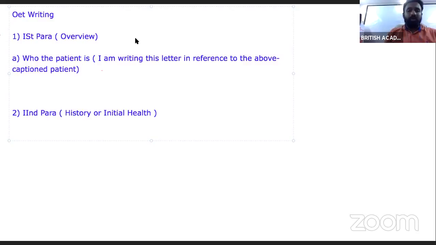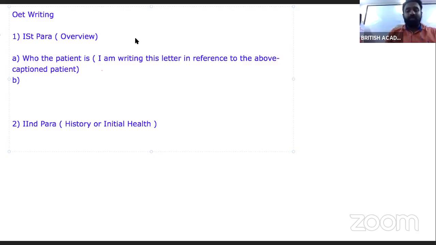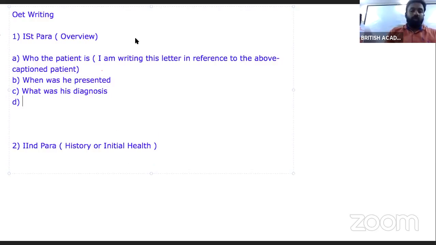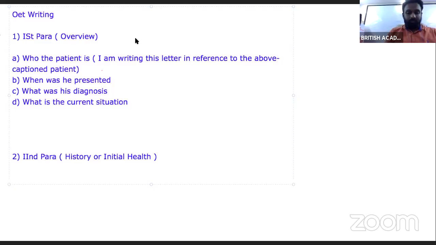Second detail required in your first paragraph is, when was he presented? That is the date when the patient was admitted. Third thing required in your letter is, what was his diagnosis? So you can say that he was presented on a particular date and he was diagnosed with the prime diagnosis. Fourth one, what is the current situation at present? What is the situation of the patient?